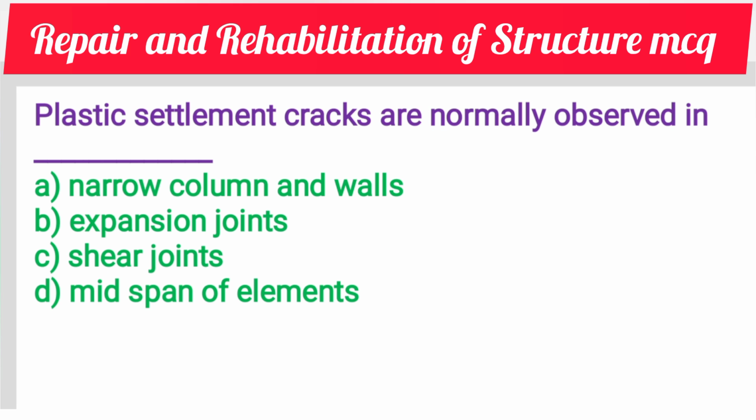Next question, plastic settlement cracks are normally observed in option A, narrow columns and walls, option B, expansion joints, option C, shear joints, option D, midspan of elements. So the correct answer is option A, narrow columns and walls.